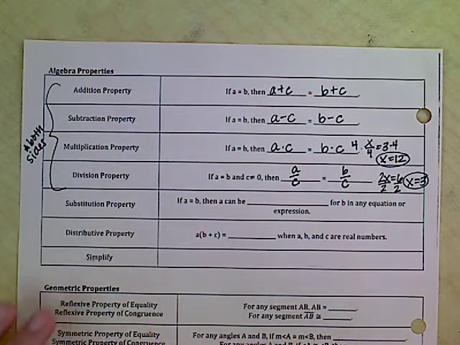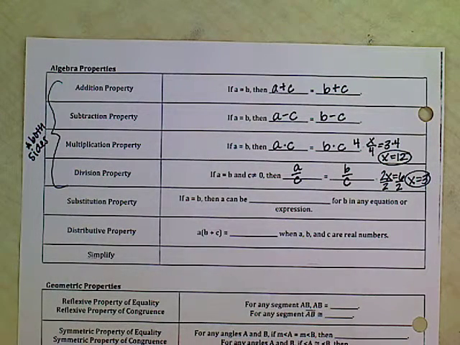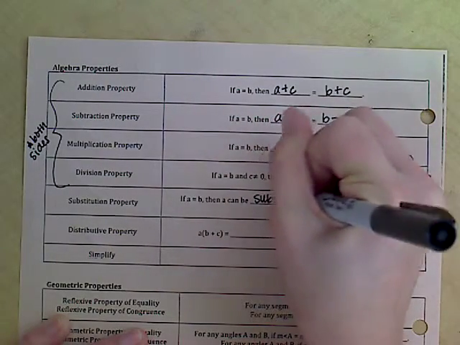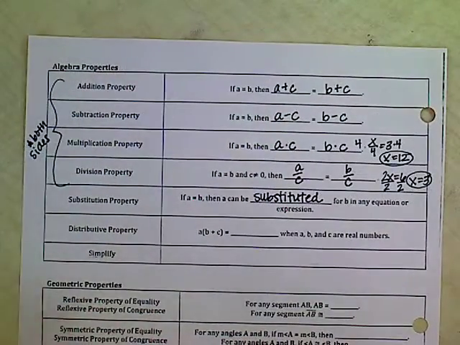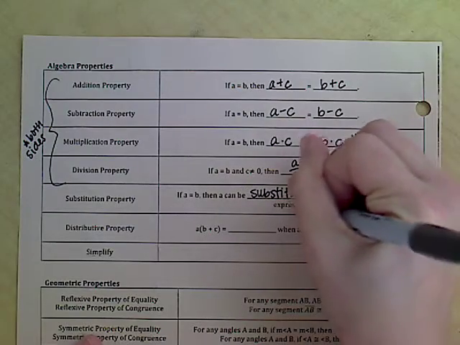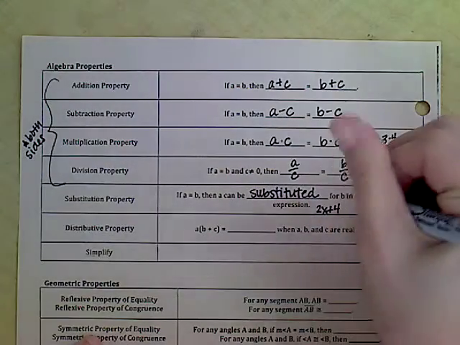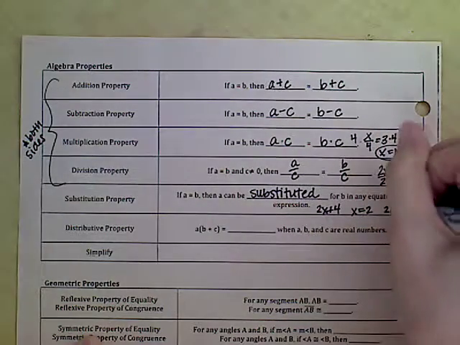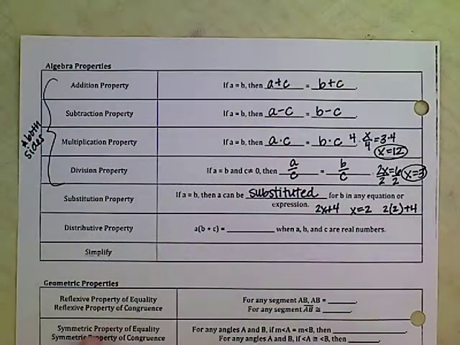The next property is the substitution property. And all that means, again, something you've been doing for a long time, is you can substitute a number in for something that's equal. So if A equals B, then A can be substituted for B in any equation or expression. So if I have an equation or an expression like 2x plus 4, and I know that x equals 2, then I can take 2 times 2 plus 4, just substituting that number in.